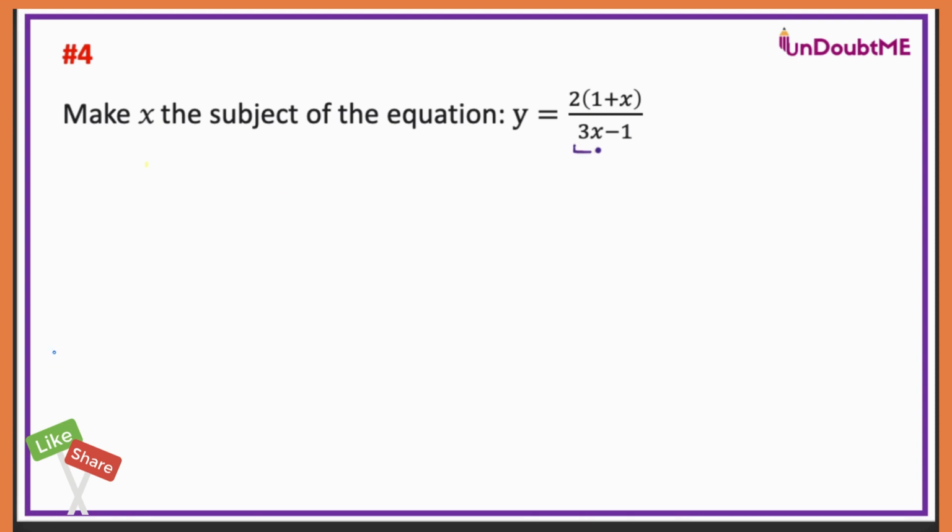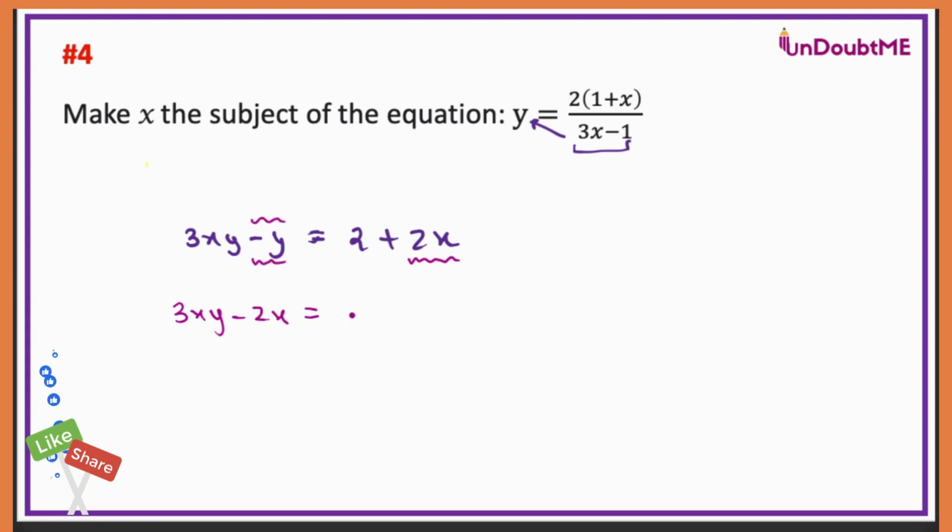So first thing is this whole denominator will be multiplied on the other side, so it will be 3xy minus y. On the other side also I will expand the bracket, so it will be 2 plus 2x. Then I need to make x the subject, so I'll take the terms of x together. So this 2x is sent on the left hand side, so it will be 3xy minus 2x, and minus y is sent on the right, that will become plus y.